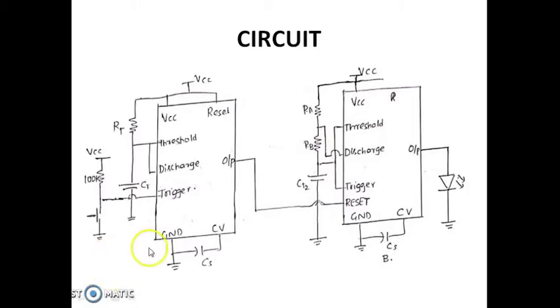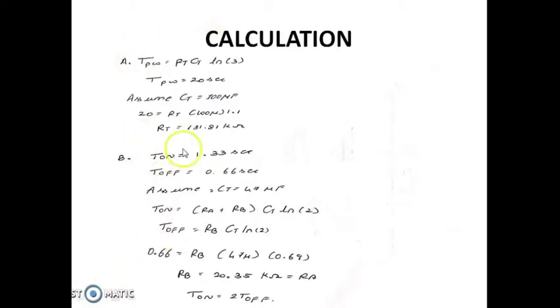Now moving on to the calculations part. This is the calculation of the monostable circuitry. We need to have a pulse width of 20 seconds. Therefore, considering the formula, TPW is equal to RT into CT into ln 3. Assuming CT is equal to 100 microfarad, we get our resistance value to be 181.81 kilo ohm. As we need a T on of 1.33 seconds and T off equal to 0.66 seconds, that is, T on is twice that of T off.